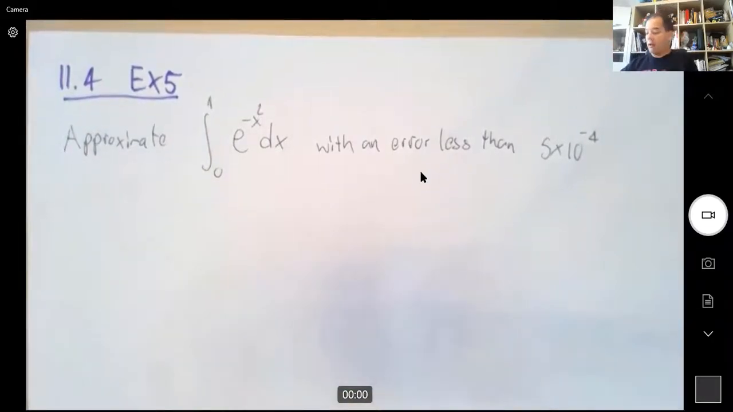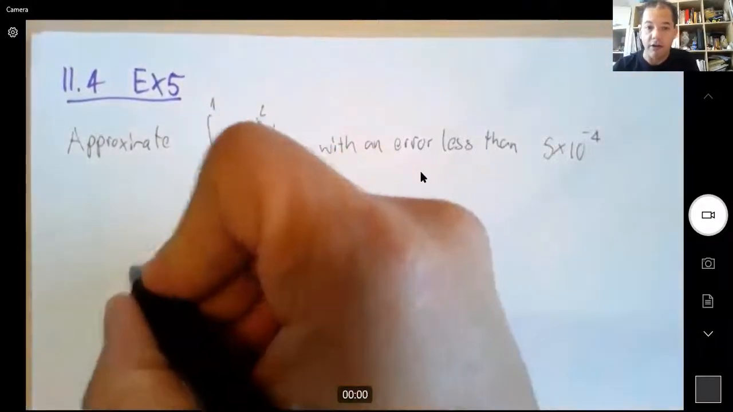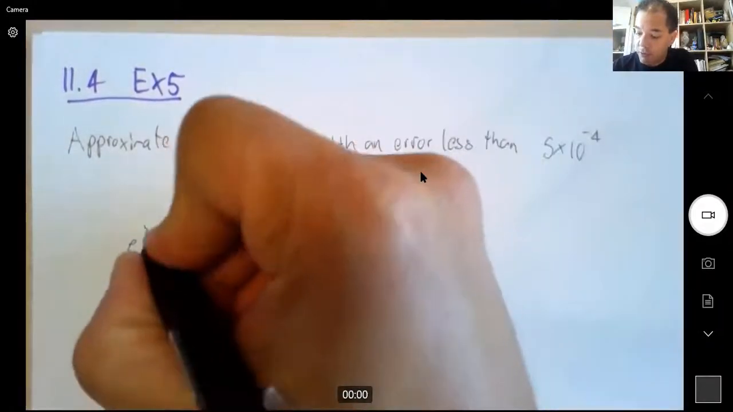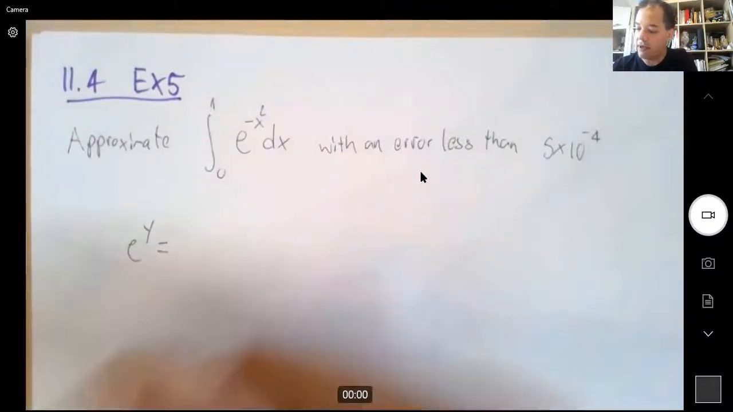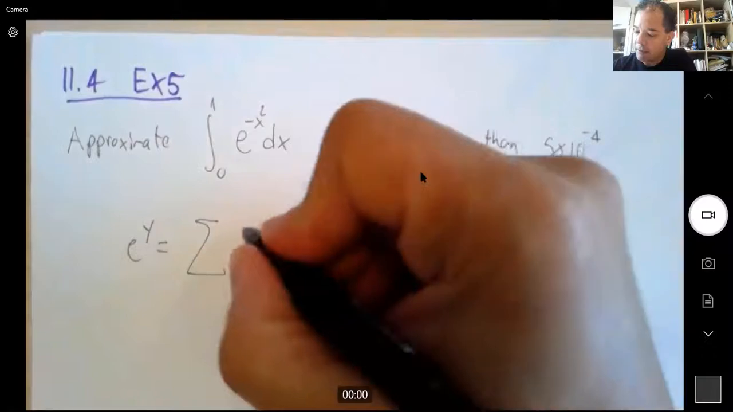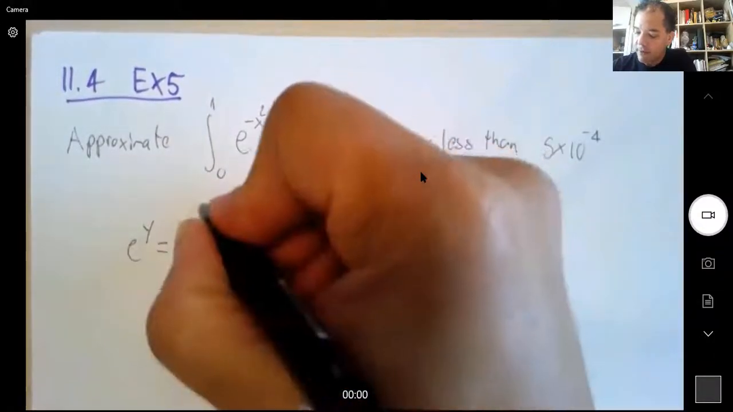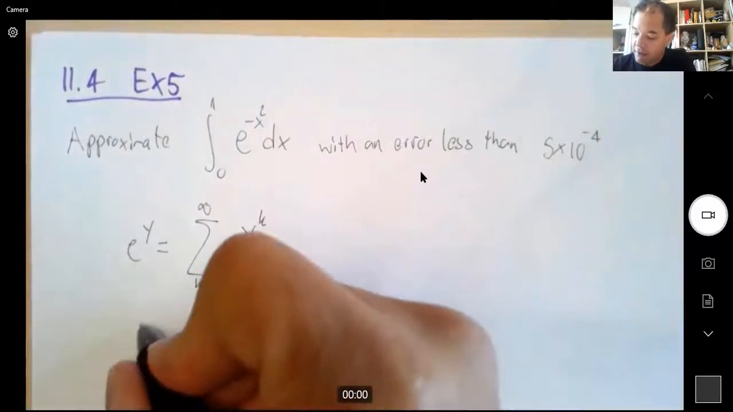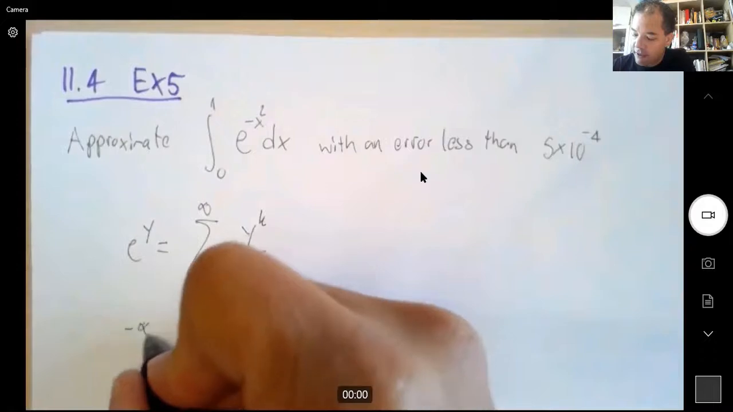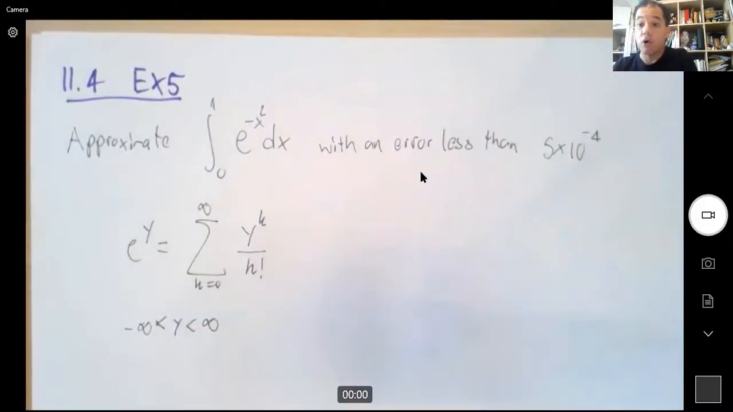And what is that way? Well, the way is to consider the Taylor series of e to the x. I'm going to write y because I'm going to do a substitution. You are anticipating that already, I think. So here's a power series for e to the y. It's one of those that you should already start memorizing. And this is good between negative infinity and infinity, so it works for every real number.